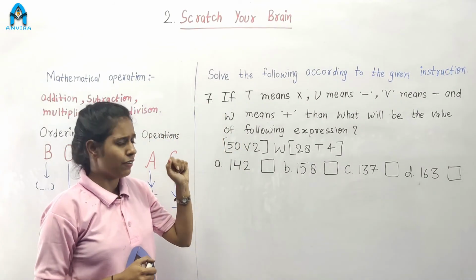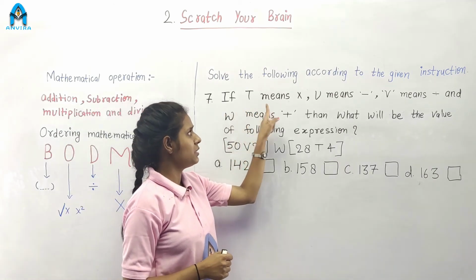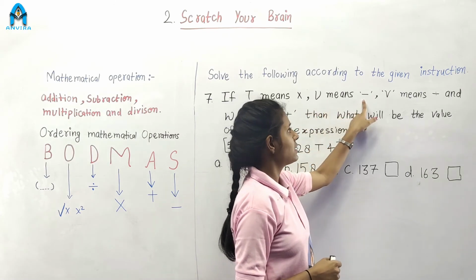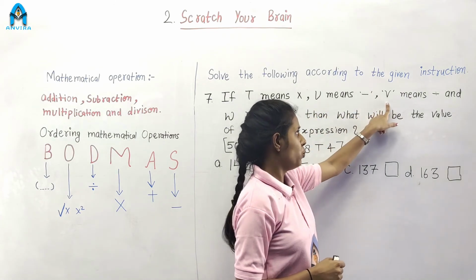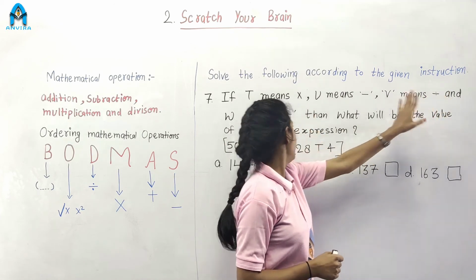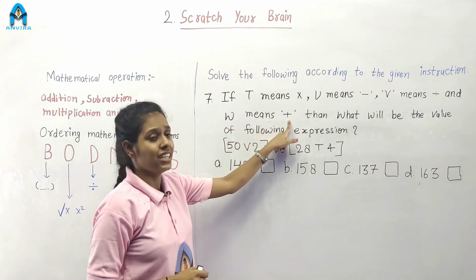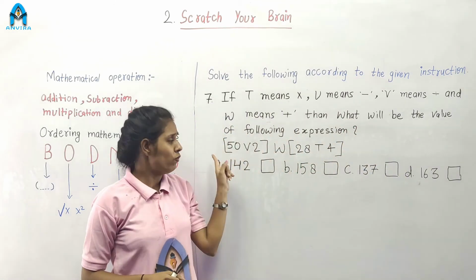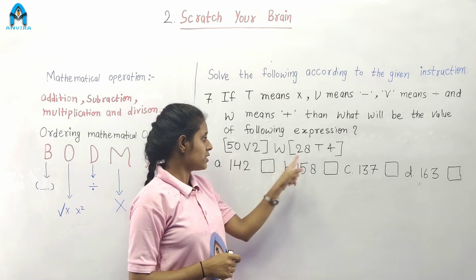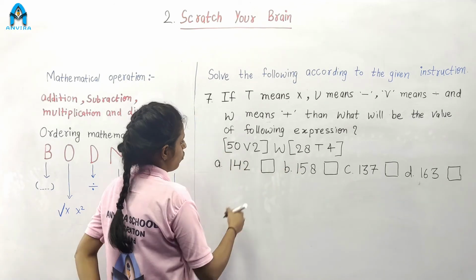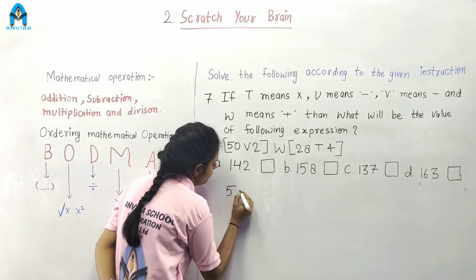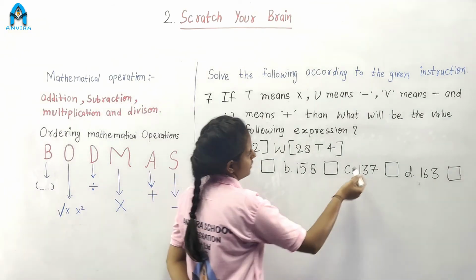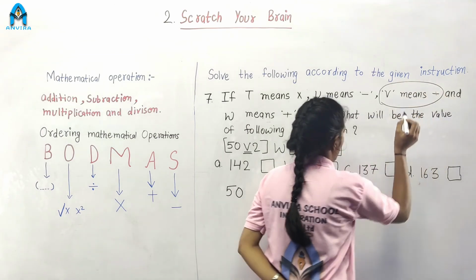Question number 7. If T means multiplication, U means subtraction, V means divide and W means addition, then what will be the value of the following expression? First, replace the value of all of these. 50, the meaning of V is here. Divide.